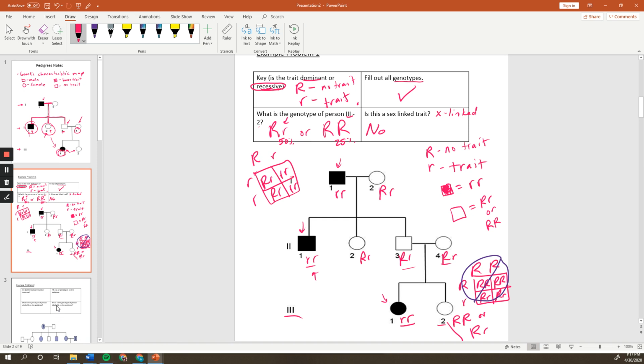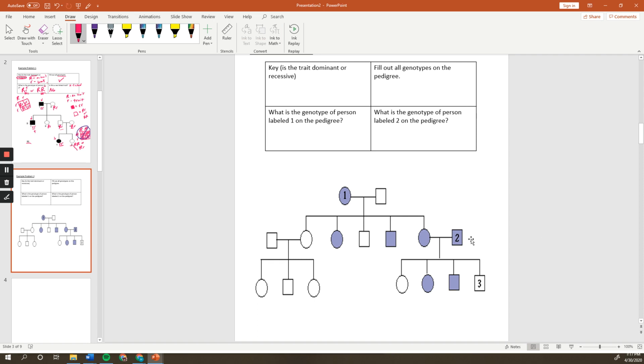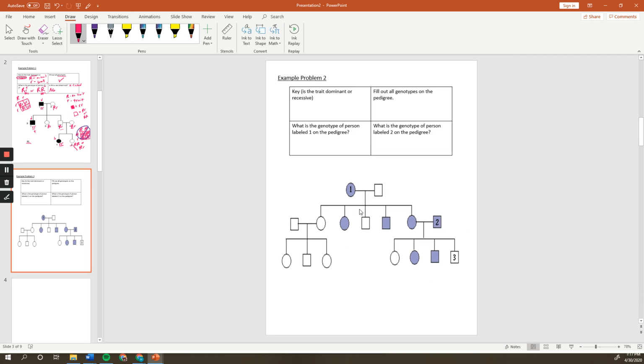All right, let's go on to example problem 2. This is all we got for the notes. Okay, so here is a bigger one.